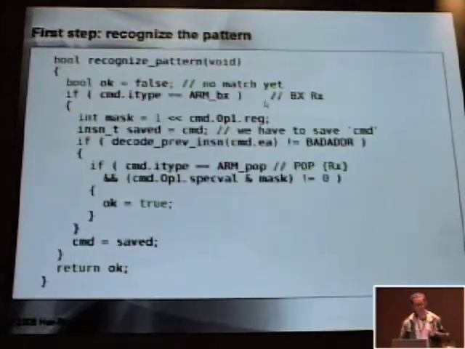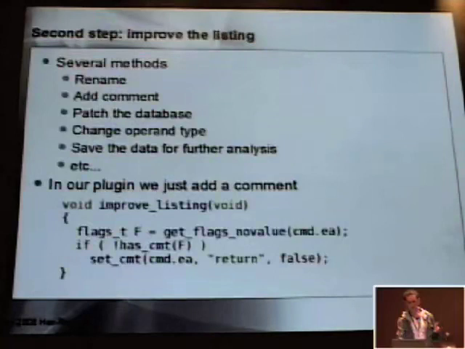So our first function is to recognize the pattern. You have to verify that we have the required instruction. We check only for BX, for this BX and pop sequence. And if you find the pattern, then we improve the listing.